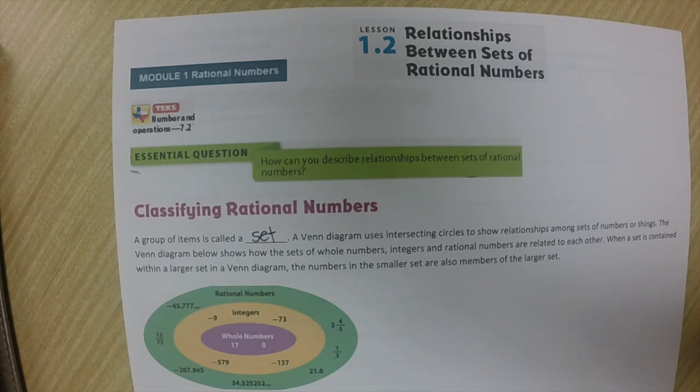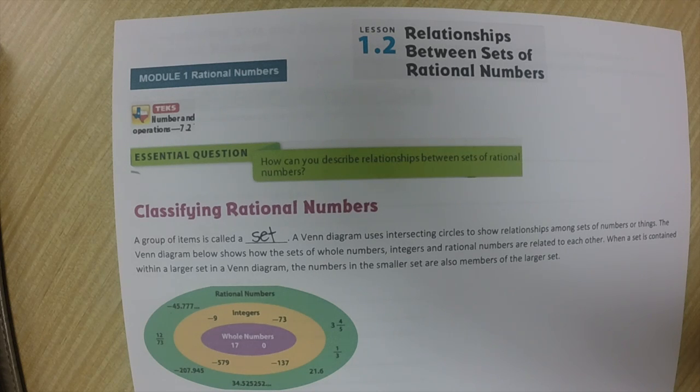A Venn diagram uses intersecting circles to show relationships among sets of numbers or things. So hopefully you all are familiar with Venn diagrams, and all this is doing is explaining that the smaller circle is also a set of the larger circles. So that means that all whole numbers are integers, all integers are rational. So the smaller circles belong to the set of the larger circles.